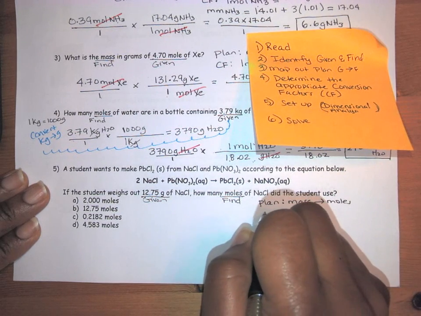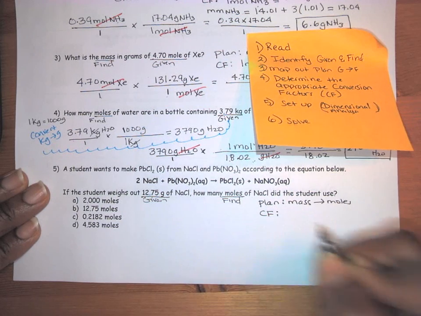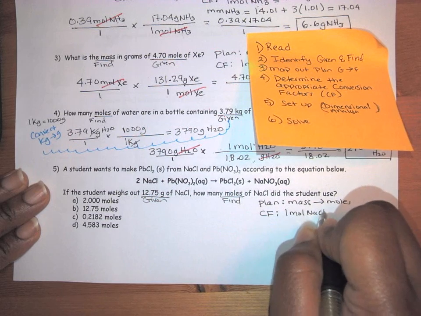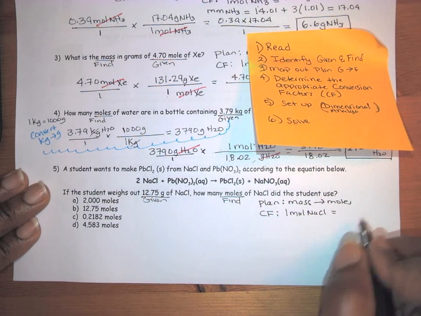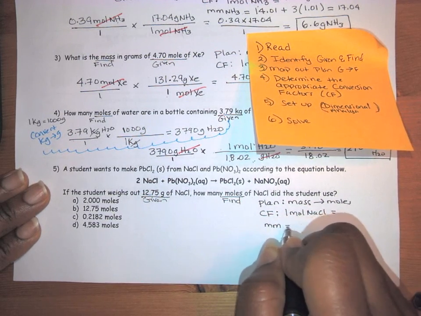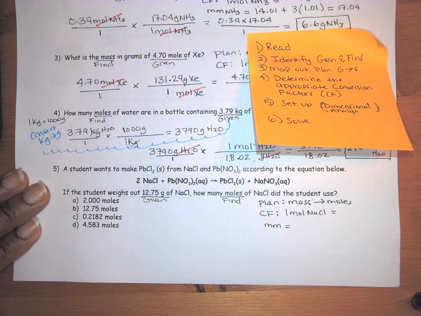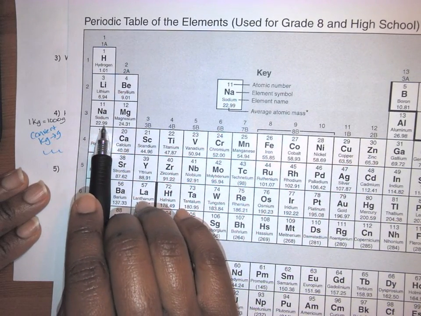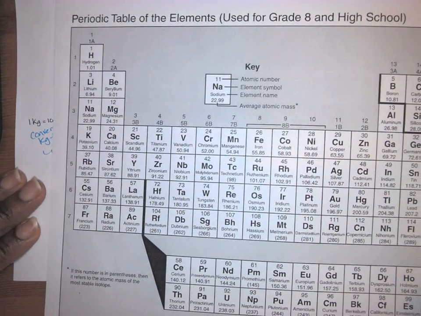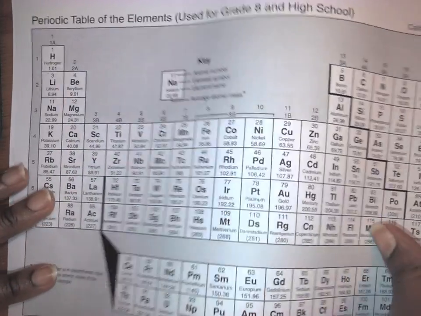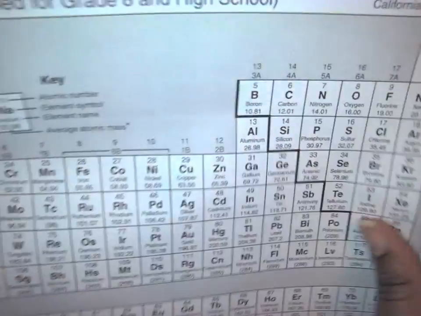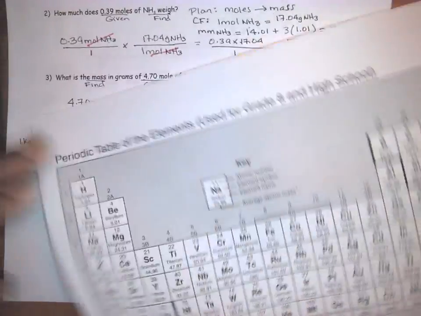Now I need to set up my conversion factor. So my conversion factor for these problems, mass to moles, will be 1 mole of NaCl is equal to whatever the molar mass is of NaCl. So let's go ahead and calculate that quickly underneath here. To get the molar mass of NaCl, I'm going to look in the periodic table. NaCl is made up of 1 sodium, which is 22.99 grams per mole, and then 1 chlorine, which is 35.45 grams per mole. So I'm going to add these two numbers, the 22.99 and the 35.45.